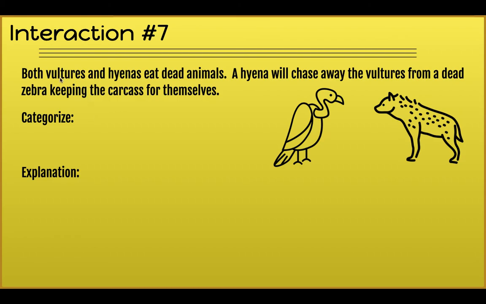Interaction 7. Both vultures and hyenas eat dead animals. A hyena will chase away the vultures from a dead zebra, keeping the carcass for themselves. So they are both trying to get the carcass, right? Even though the hyena is going to chase away the vulture, they are both what? They're competing, right? It's not benefiting both of them. They're not going, hey, Mr. Vulture, hey, Mr. Hyena, you want to share this carcass. It's actually coming and chasing this one away. So it's competing for that food source. So that's competition.